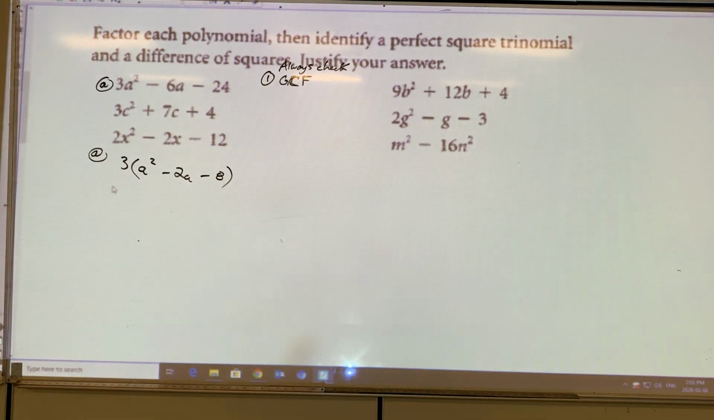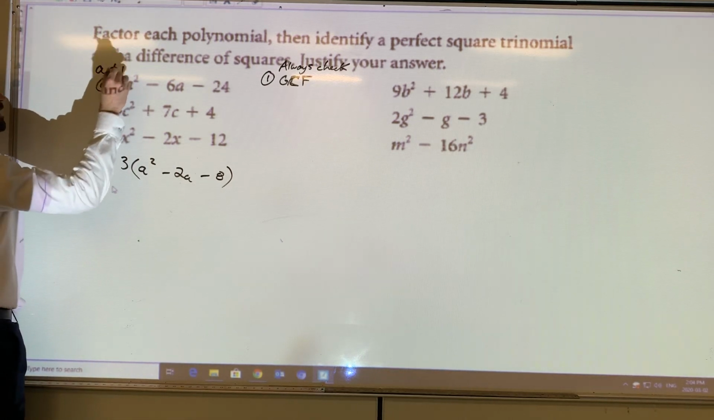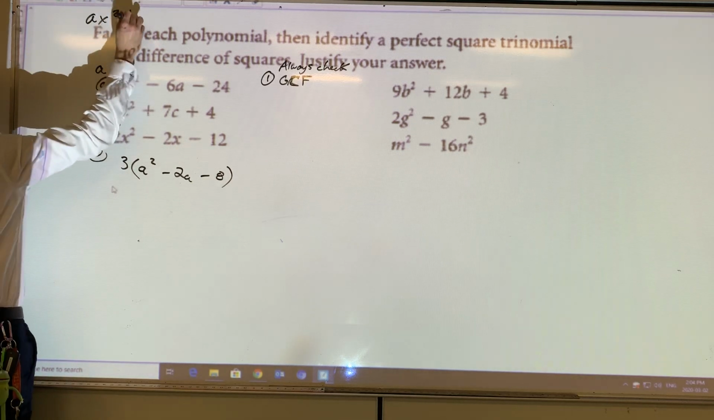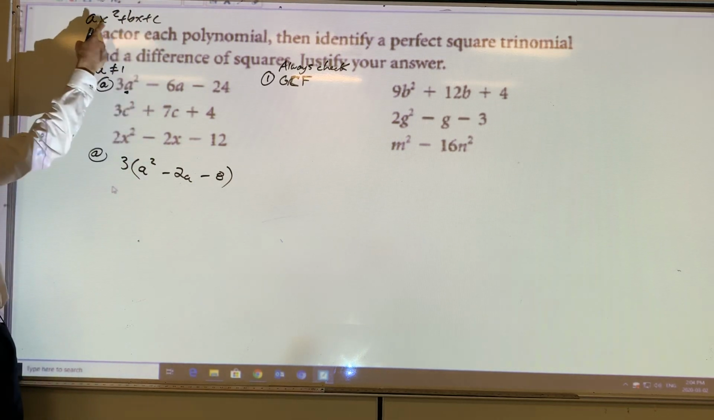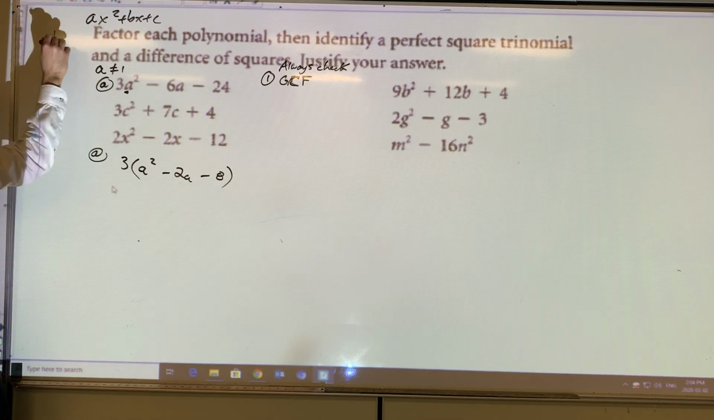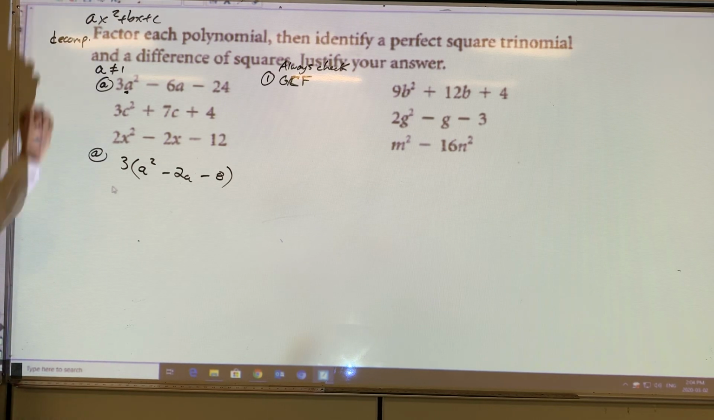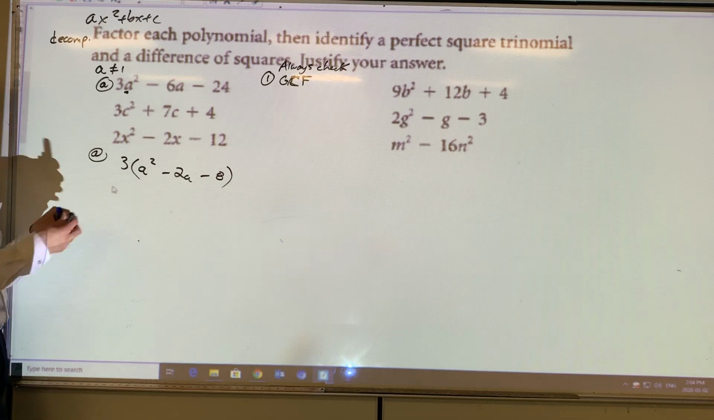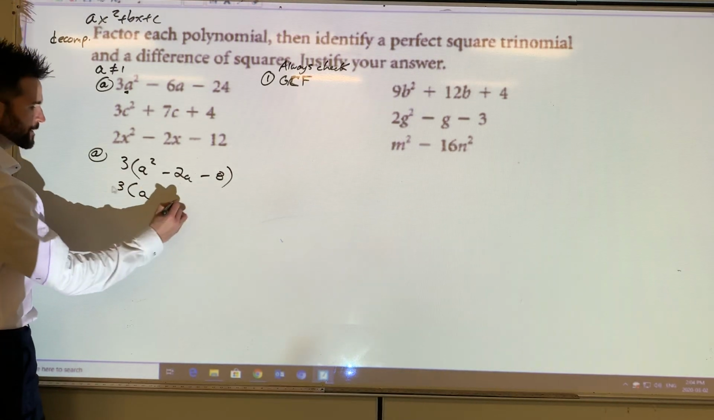Now this is a regular factoring question. Because right here, when your a value does not equal 1, and I'm not talking about this a, I'm talking about the a value in your trinomial, an ax squared. So if the coefficient of the x squared term is not positive 1, you have to do something called decomposition, which takes a bit of time. Okay, but look, if you realize, hey, I can pull out a 3, now my a value is 1, and you can factor like this.